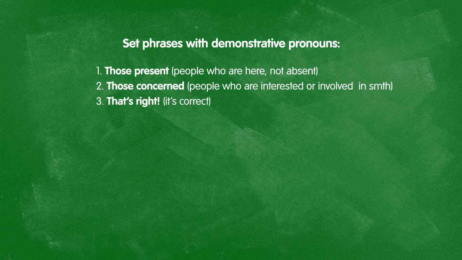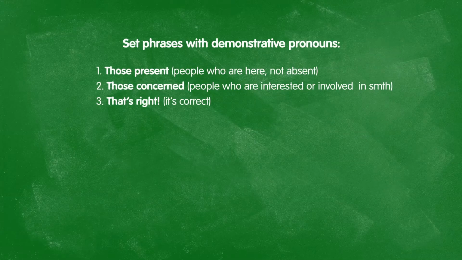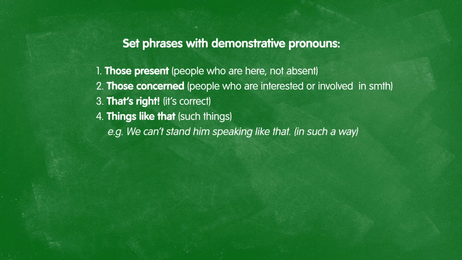Next, that's right. Here, I am agreeing with you, or I'm saying that the information that you have told me is correct. Next, things like that. Such things. Other things that are like this example. Other things that are similar. Or other actions that are similar. For example, we can't stand him speaking like that. Or I don't like music like that.